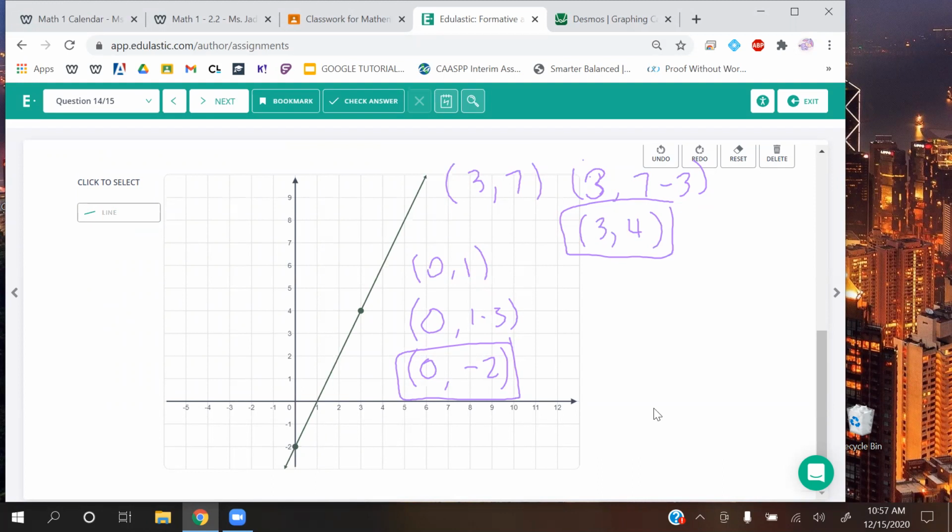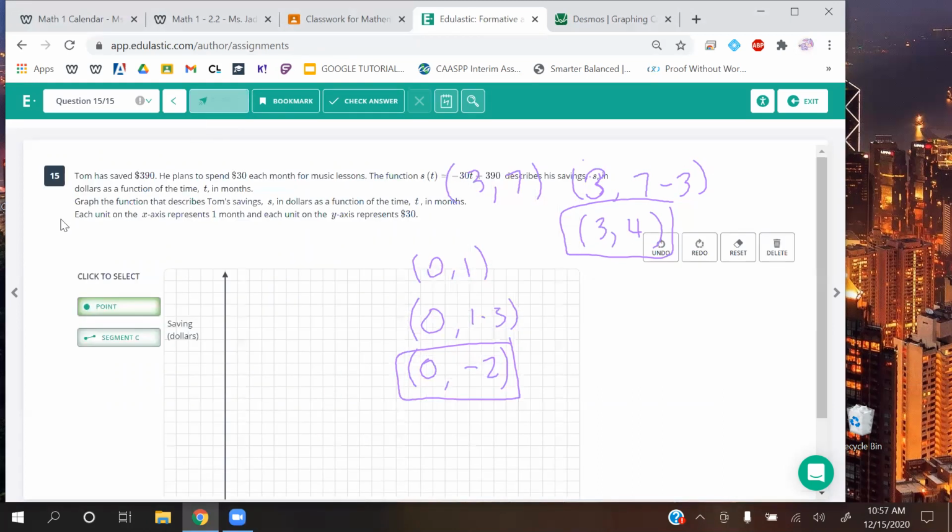Okay. And then let's do the last one. Oh, let me clear my drawings. Clear.